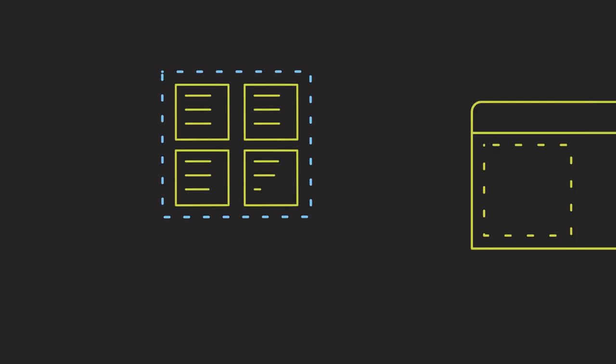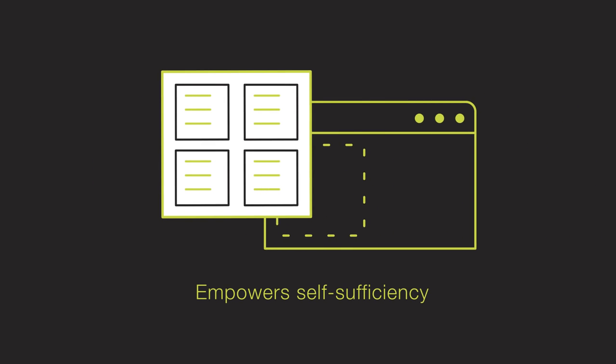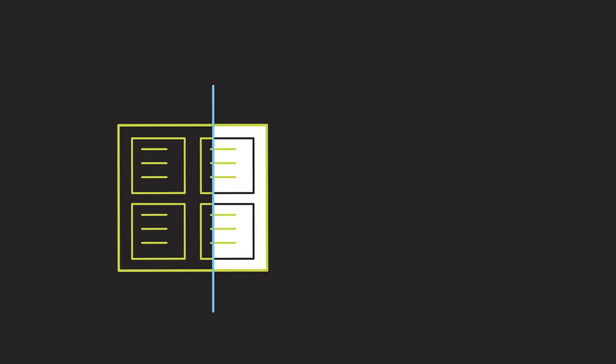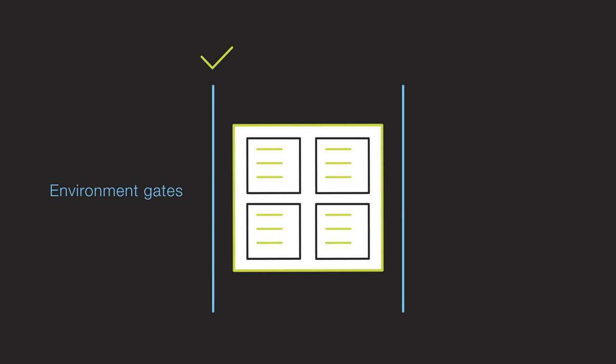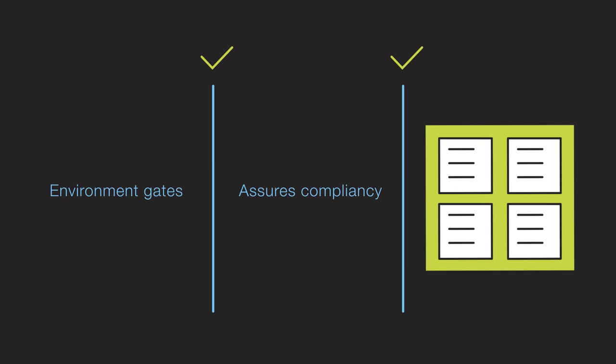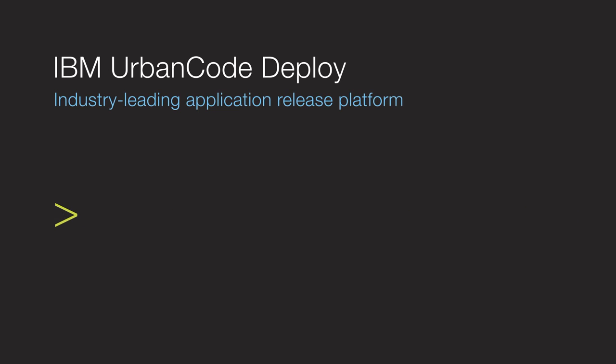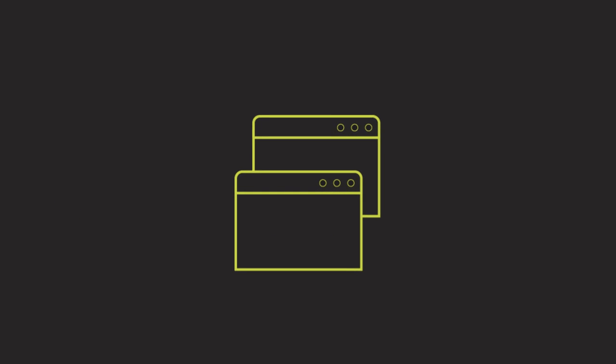UrbanCode Deploy also empowers development teams to be self-sufficient by enabling the on-demand deployment of individual components and full application deployments. Promotion of these applications can be controlled with approvals and environment gates, ensuring compliance and quality from development to production. With an unprecedented portfolio of benefits and capabilities, UrbanCode Deploy represents an industry-leading application release automation platform that enables enterprises to seamlessly deliver applications through their network, to the cloud, and to the customer.